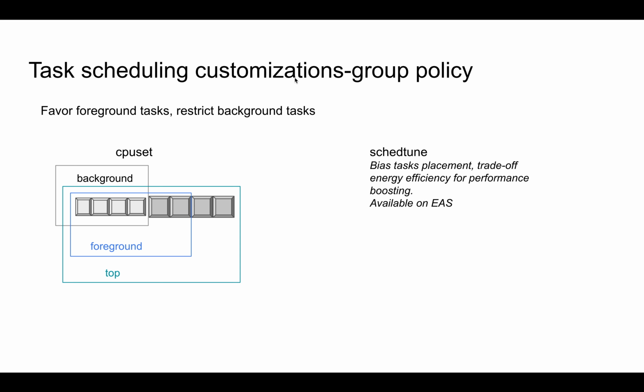Another example of a policy is based on schedtune. Schedtune is a tunable parameter to balance task placement, trading off energy efficiency for performance boosting. The value will be used as a weight when calculating the energy efficiency. We can set a higher value for performance sensitive tasks while a lower value for the others. In this way, the high schedtune value tasks will be scheduled to big cores easier.